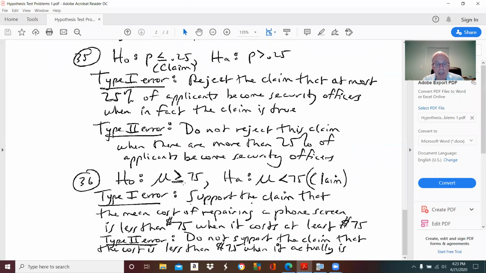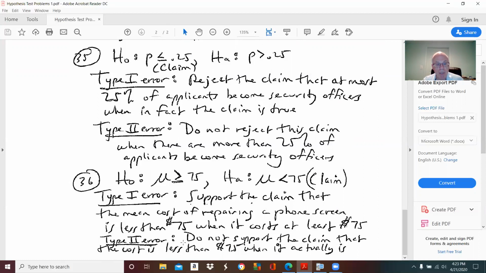That's our claim. And the null hypothesis is the complement of it, mu is greater than or equal to 75. So type 1 error, again, would be rejecting the null, but in this case, supporting the claim. When we reject the null, we're supporting the claim. So we're going to support the claim that the mean cost of repairing a phone screen is less than $75 when it costs at least $75 in reality. That's the type 1 error.